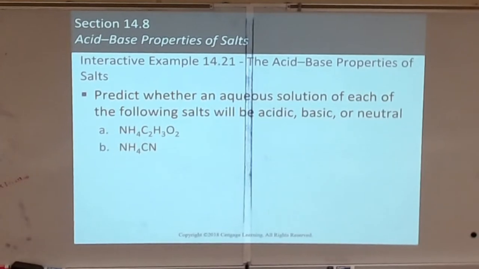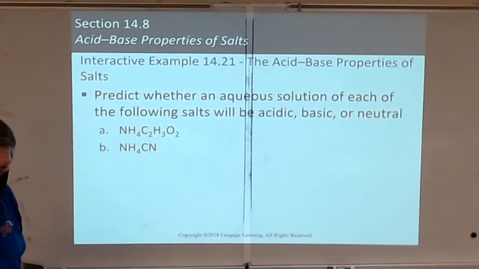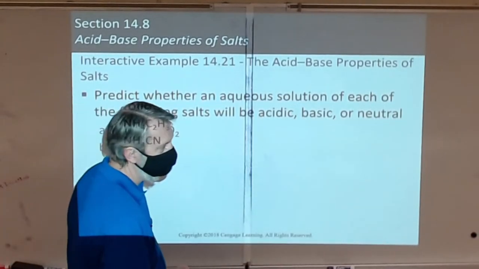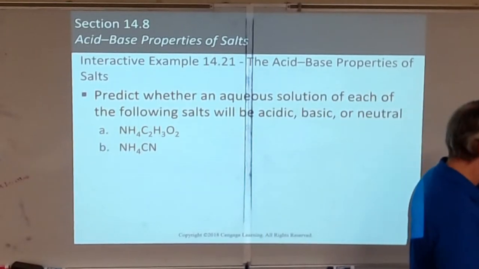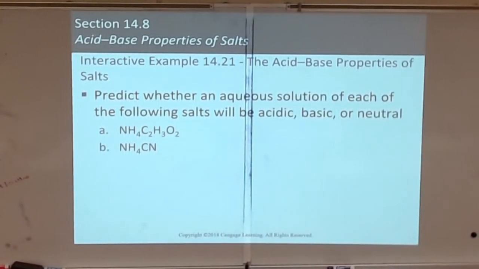All right, let's predict whether an aqueous solution of each of the following salts will be acidic, basic, or neutral: ammonium acetate and ammonium cyanide. Let's think about that. Just make some guesses here. Acidic, basic, or neutral? You all ready? Got some mental guesses here?